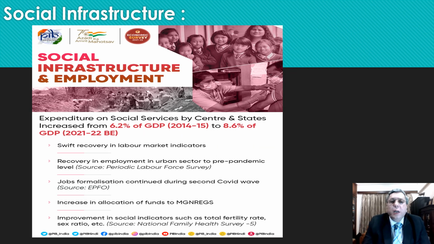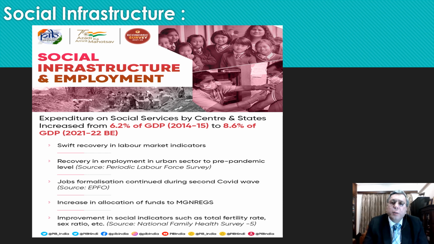Social infrastructure and employment. Expenditure on social services by center and states increased from 6.2% of GDP to as much as 8.6%. And if you really see the map of India, we are really seeing a huge shift with a lot of basic services now available to nearly the entire population, except for a few remote, inaccessible areas which are still left. Swift recovery in labor market indicators, recovery in employment in urban sector to pre-pandemic level.